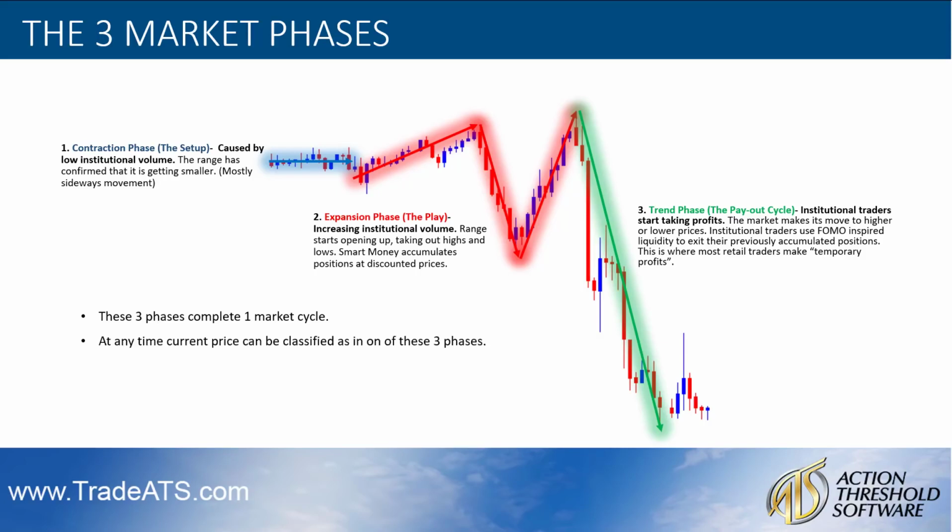At any time, current price can be classified as being in one of these three phases, like we showed you with the chart before. That sideways movement, if you can find the tightest part of the range, is normally going to happen in between sessions. This could be in between the close of New York and the opening of Sydney and Tokyo. You can see that that's where you got low institutional volume. That's typically where you're going to get that average price, that contraction phase, through that time.